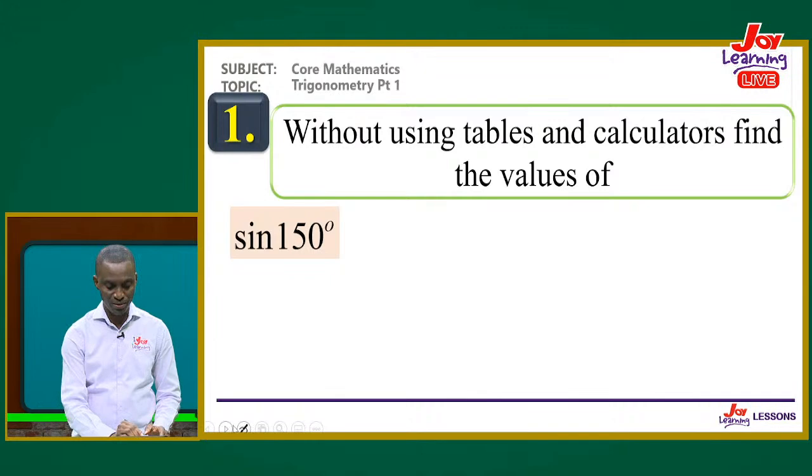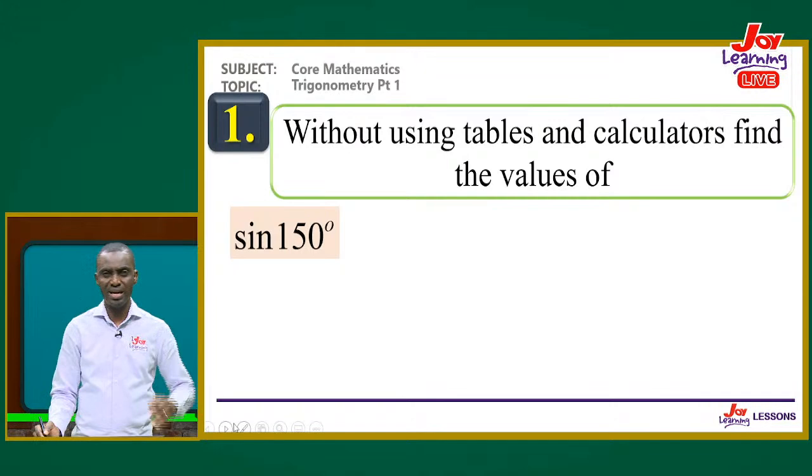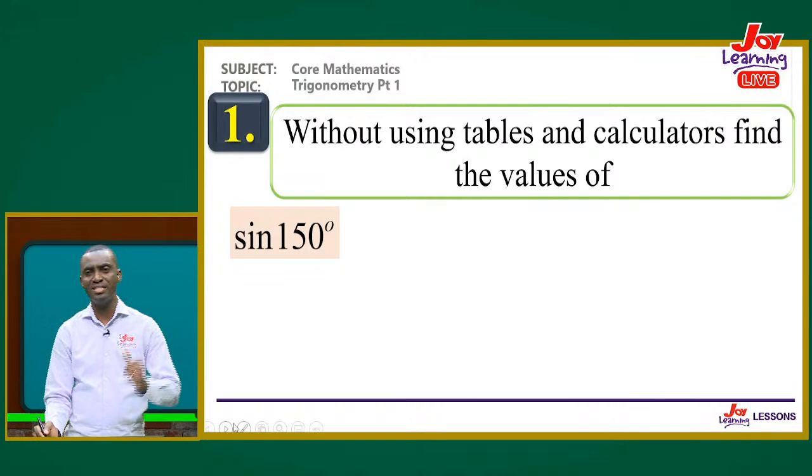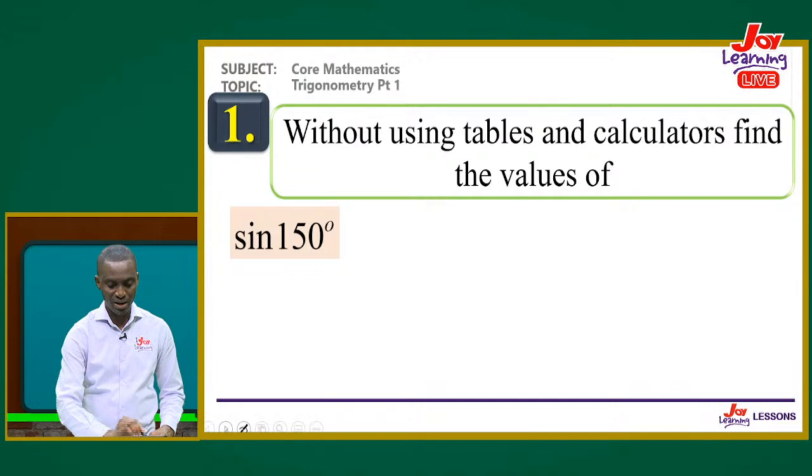Now, how do we find the value of angles that are above, let's say, 90, like sine 150, sine 225, cos 180? Can we solve this without using a calculator? If I put a calculator on sine 150, I'll get an answer, but I want to do it without using a calculator. So the question says, without using tables and calculators, find the value of sine 150. And you can see that the answer here is half. But how do we get the half?